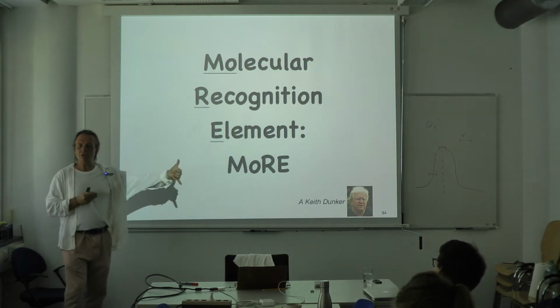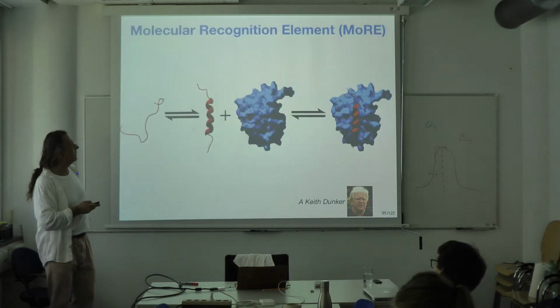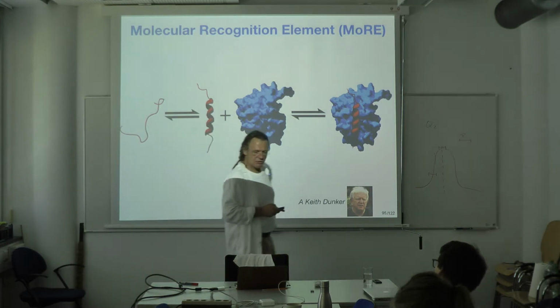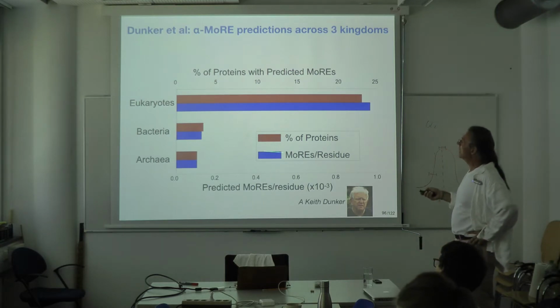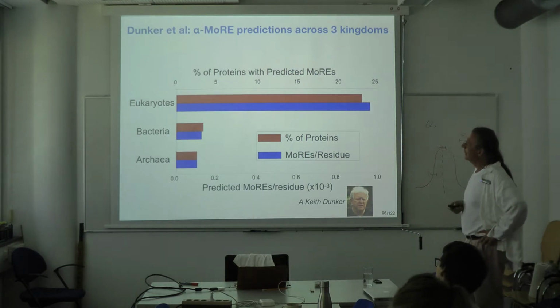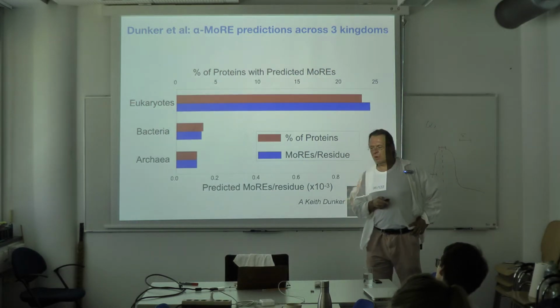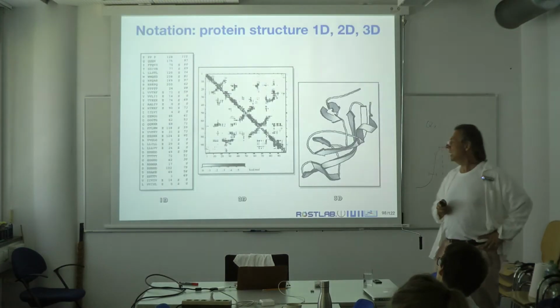You don't need two regions to bind to two proteins, you just need one region. So you can do more complex operations with that. That's the idea: you induce structure into something that doesn't have structure, and you see that these kinds of things are much more common in eukaryotes than in bacteria and archaea. So they're complex binding. And with that, we leave it and go to the level of 2D.